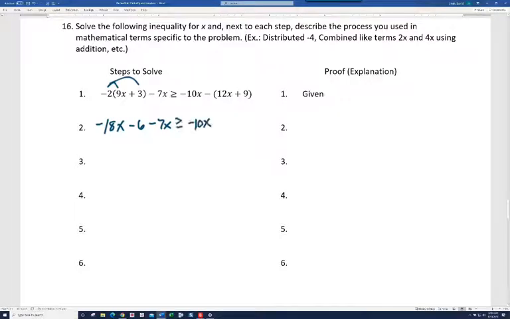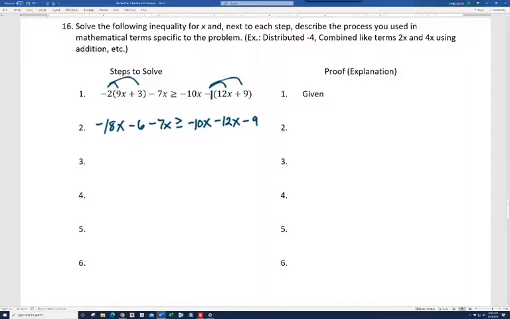Now on the other side, we can bring down the minus 10x. And notice we're going to be distributing a negative 1 here. Negative 1 times 12 is negative 12x, so we write minus 12x. And negative 1 times 9 is negative 9, and we'll write that as a minus 9.